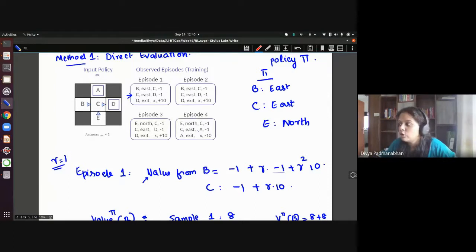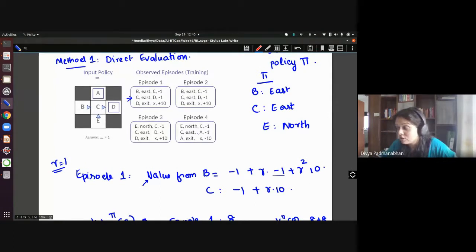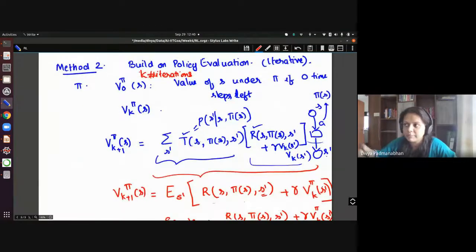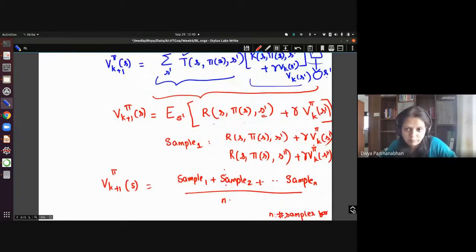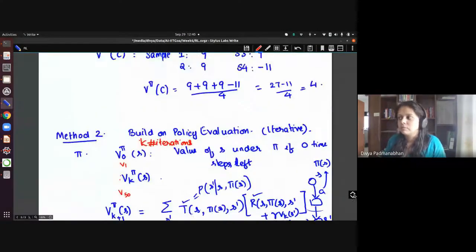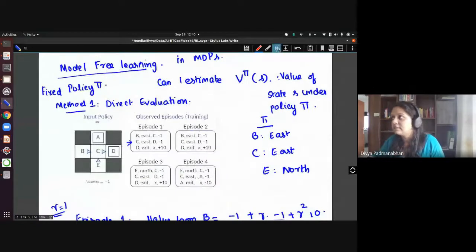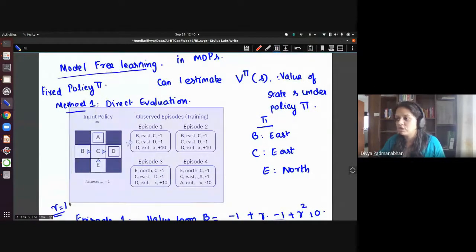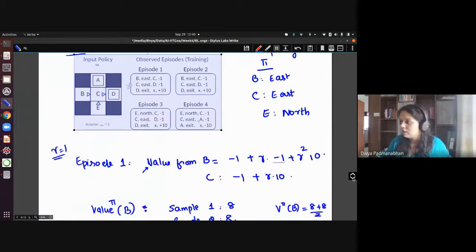But this process of repeating this v0 pi computation, you might go up to 50 iterations, right? Because you're going to start with v0, then you will compute v1, and maybe you will go up to v50. So the iterations can be 50, but your samples will still be just 4. So there's a distinction between these two. Maybe I will take this example again and work out the value of C, just so that it's clear.